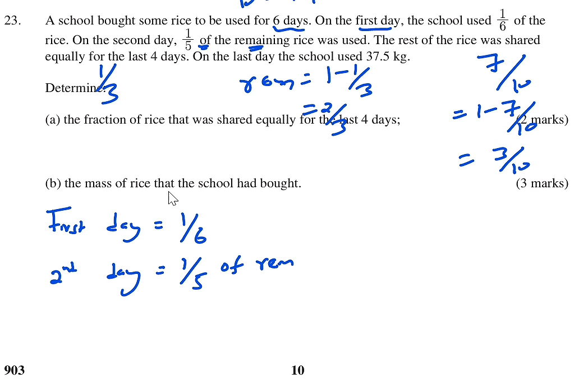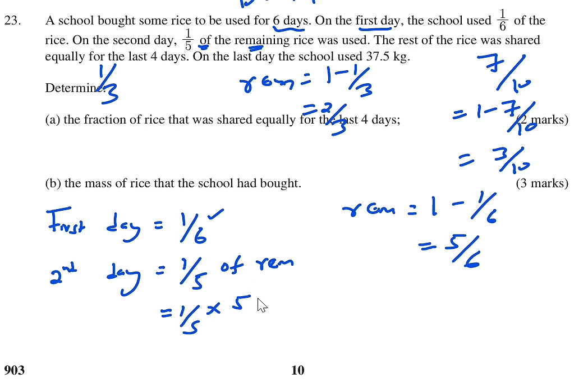So here he used 1/6. To get the remainder, it will be 1 minus 1/6, which is 5/6. So 1/5 of the remainder means 1/5 multiplied by 5/6. The 5s cancel, so on day 2 he also used 1/6.